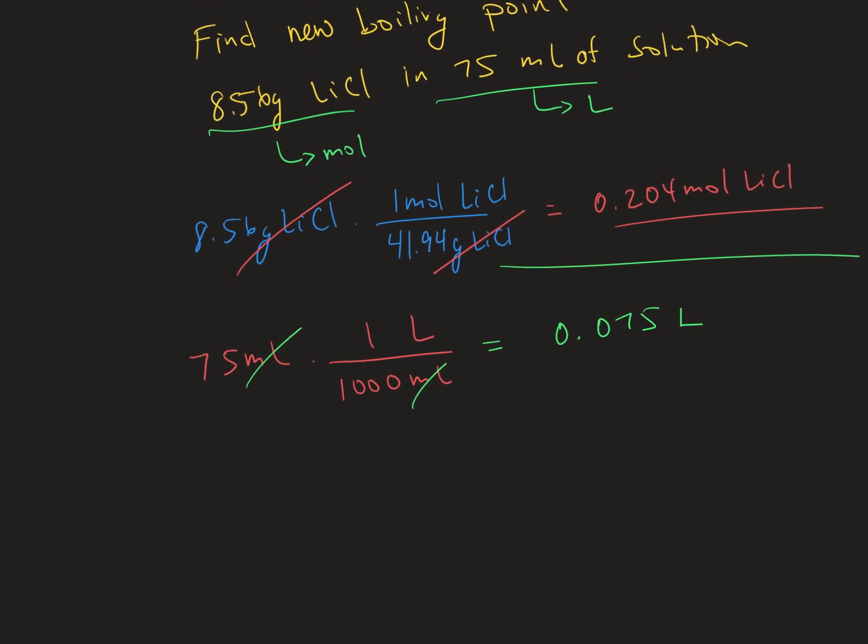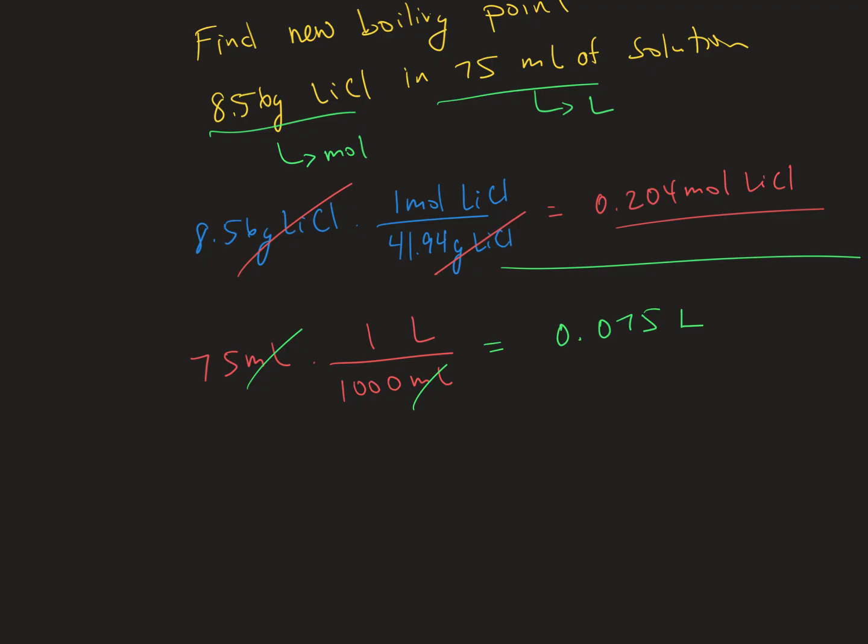So what's 0.204 divided by 0.075? 2.72? 2.721. And that's molarity. But we need to calculate the osmolarity, so what are we going to multiply by? 2 parts. Lithium chloride has 2 particles. And that's going to be 5.44, if I did it right.